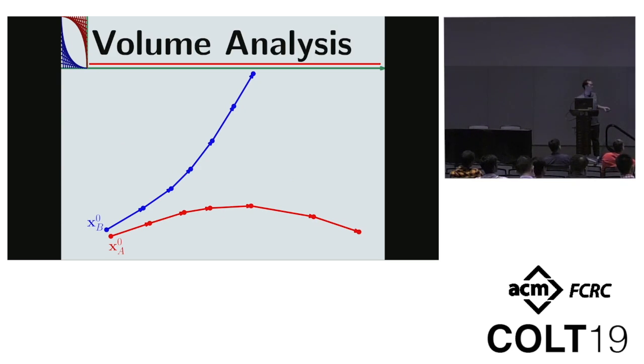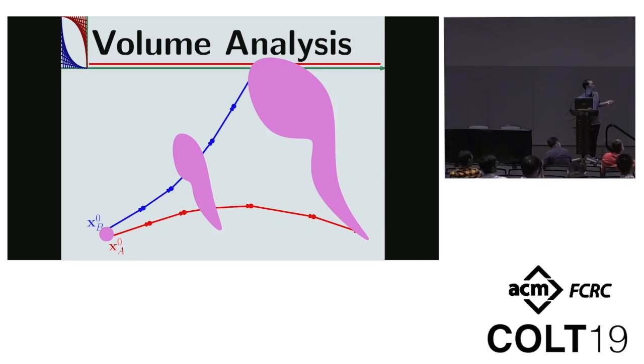The proof technique has decades of history in physical science, but it's pretty new in computer science, and it's called volume analysis. This is the picture that I've shown with two different starting points. The idea is the following. Instead of looking at two starting points, we look at a set of starting points with positive volume, or positive Lebesgue measure. And then we just do the same thing as with two points. We look at how this set evolves using the online algorithm.